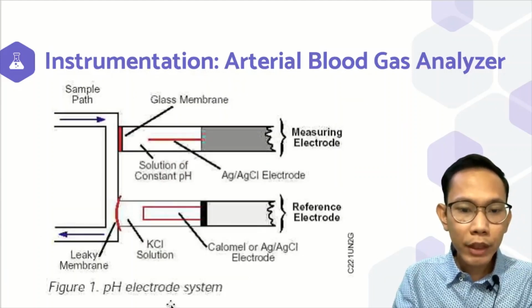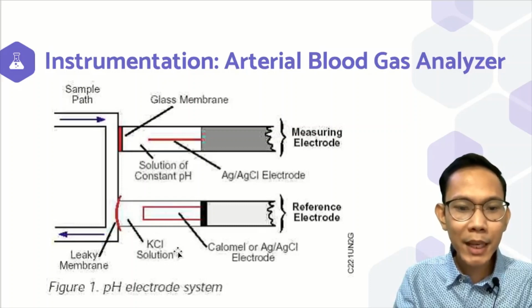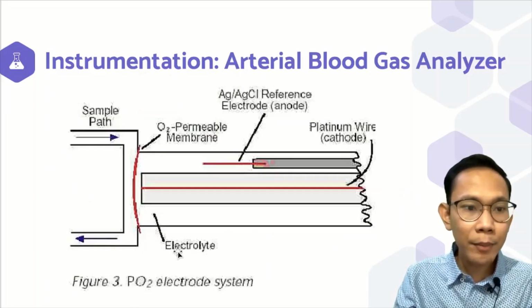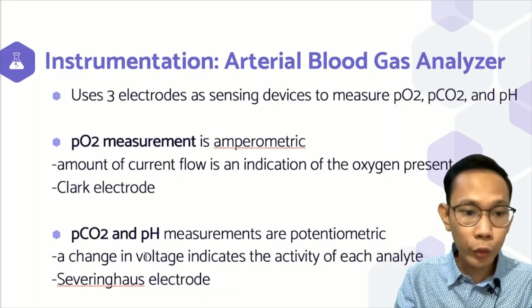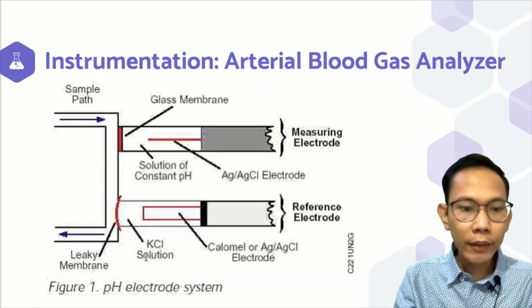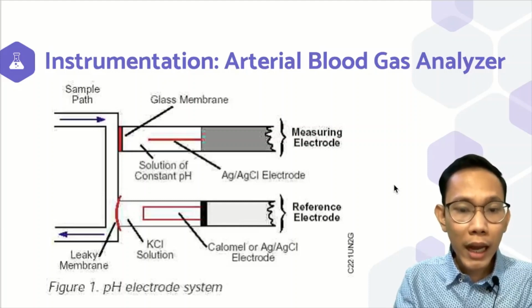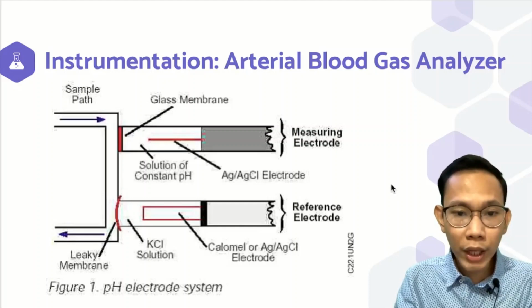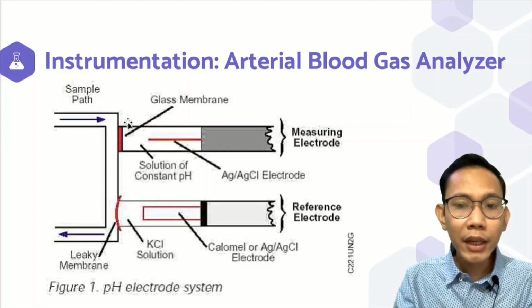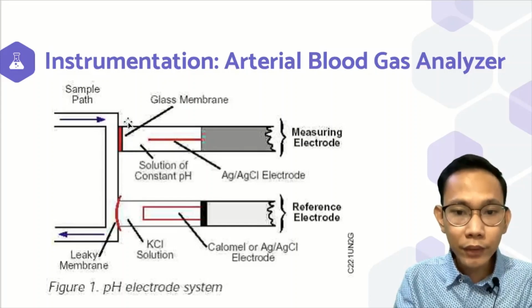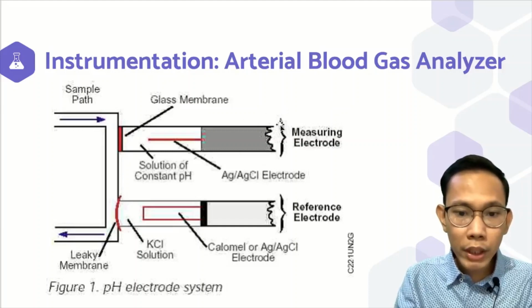And lastly, the pH electrode system, diba? Same yung pH natin. So i-review natin ha. Same naman yung PCO2 and pH, no? Potentiometric and change in voltage pa rin. Dito naman, to measure the pH, a glass membrane sensitive to hydrogen is placed around an internal silver chloride. So ito yung internal natin na silver chloride to form now your measuring electrode. So this is gonna be your measuring electrode.